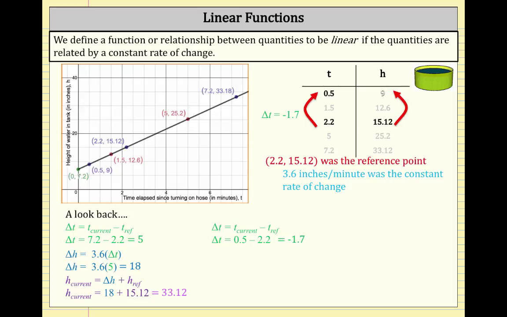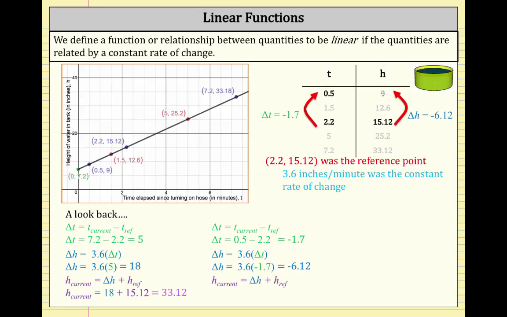We intuitively knew that because the tank was filling, if we're looking at an earlier time, that would mean the height was less than 15.12. And so first of all, we need to figure out the change in height. So delta H is equal to 3.6 times delta T. In this case, delta T is negative 1.7. So 3.6 times negative 1.7 is negative 6.12. So if the time changes by negative 1.7, the height changes by negative 6.12.